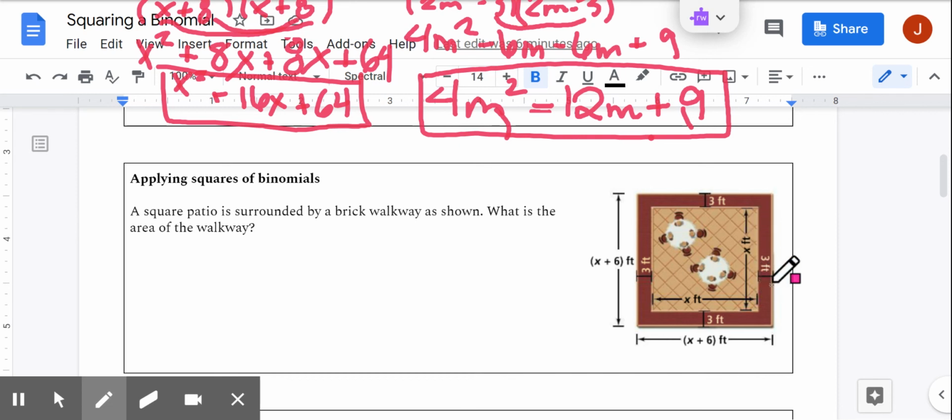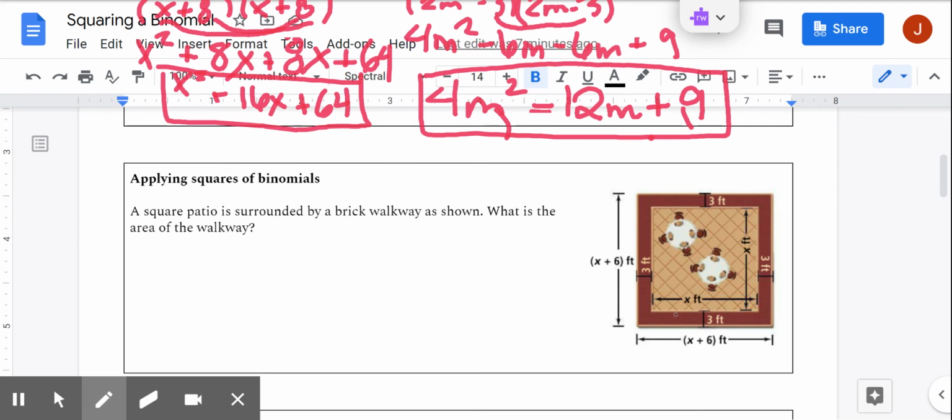And we know that the walkway is 3 feet wide. So if we want to find the area of just the walkway, one way to do that would be to find the area of the entire square, the patio including the walkway, and then subtract away the area of the inside. Okay, so that's what we're going to do here. We're going to find the area of the whole thing and subtract out the middle part, that middle square that we do not care about.